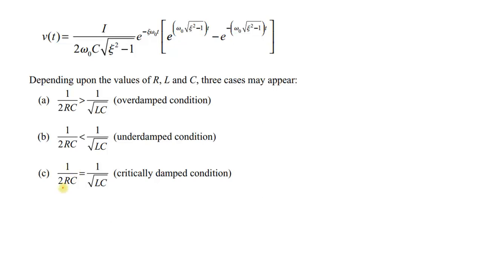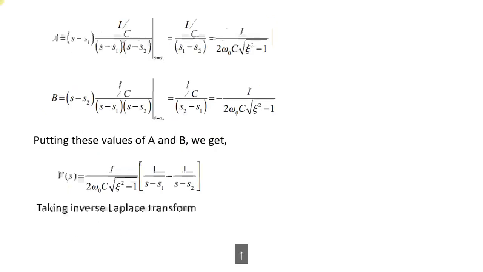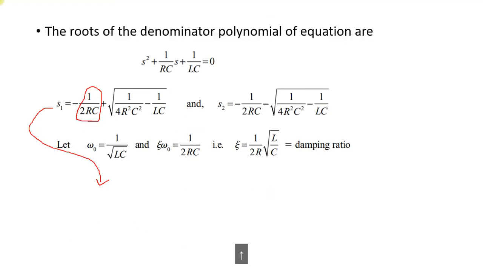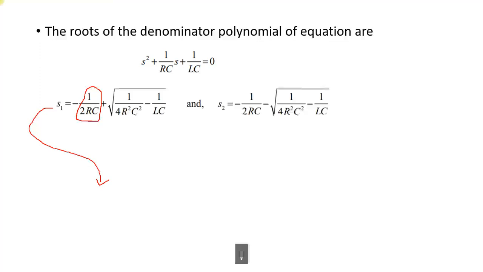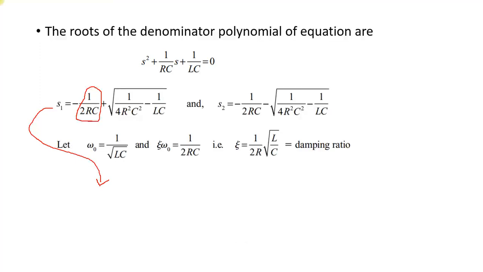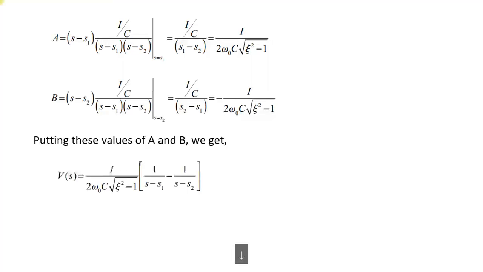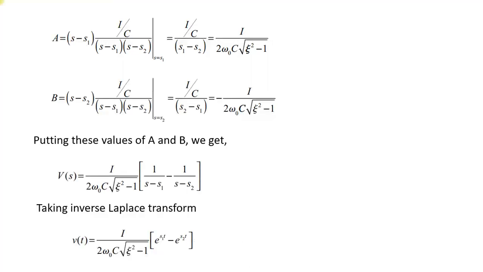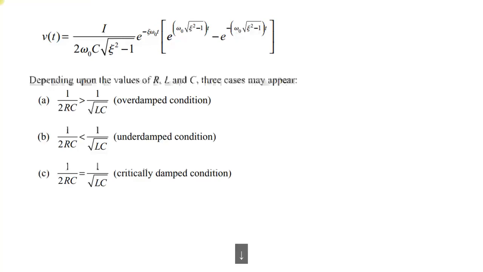That means the circuit will be under critically damped condition. Here 1 by square root of LC is nothing but my omega naught, and 1 by 2RC is nothing but zeta into omega naught. So depending upon this condition, there are three types of damping: it may be overdamped, underdamped, or critically damped.